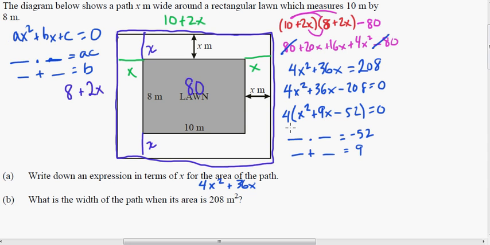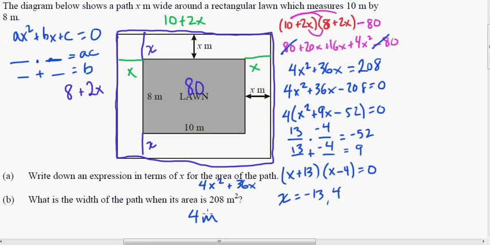A lot of kids wouldn't see this. It's 13 and negative 4. 13 times 4 is not something that a lot of people know right off the top of their head. But anyway, you get x plus 13 and x minus 4 is equal to 0. So your answers are x equals negative 13 and 4. Now, this answer can't be negative. You can't have negative distance. So it's going to be 4 meters.